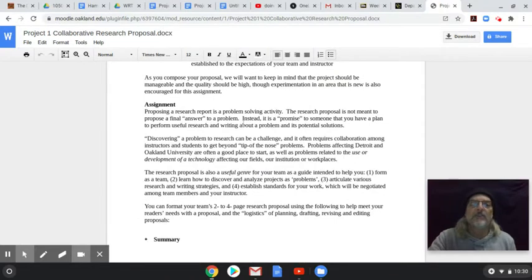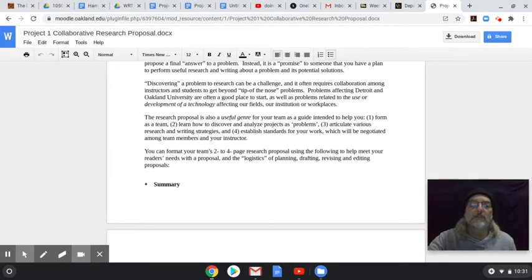All right, so proposing a research report is a problem-solving activity, as we said. We don't necessarily have to propose a final answer. Instead, we're saying this is what we intend to do. We are going to look at this thing in this particular way and see what's out there and what the possible solutions are, so there might be more than one. It says problems affecting Detroit or Oakland University are good places to start, but anything within your topic that we can think about narrowing down is beneficial and possible for us in all of these areas.